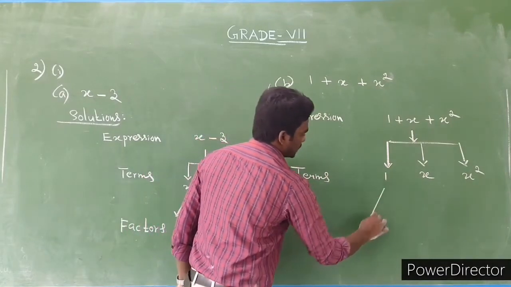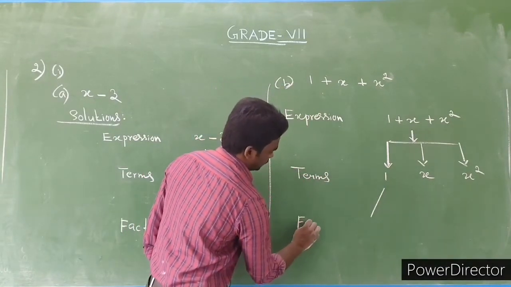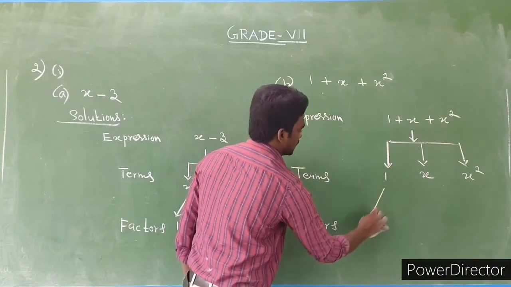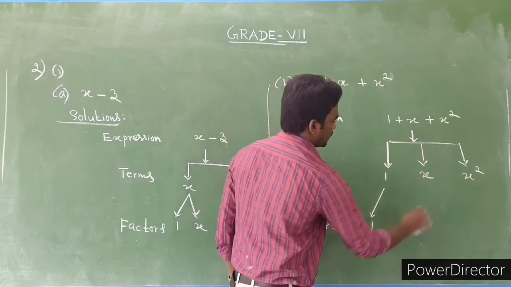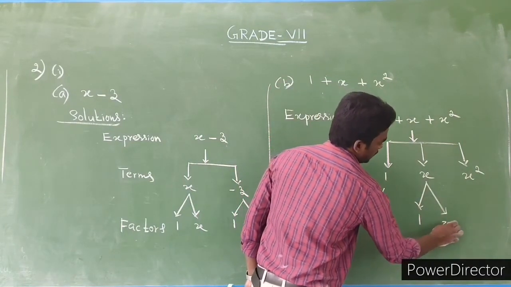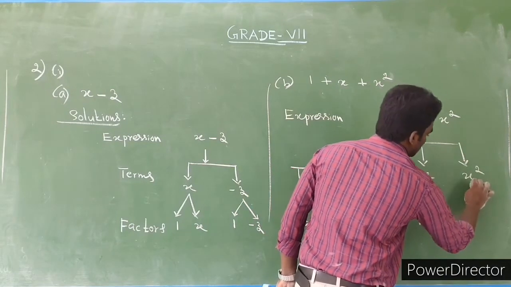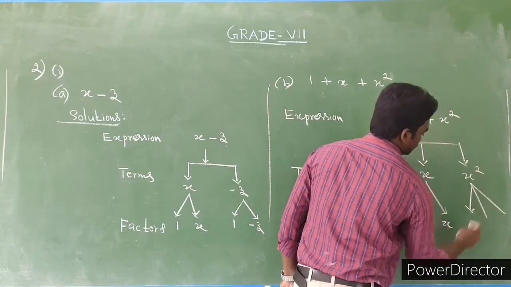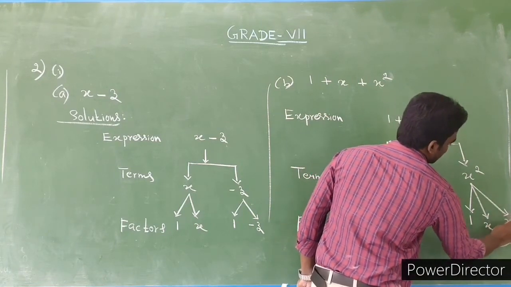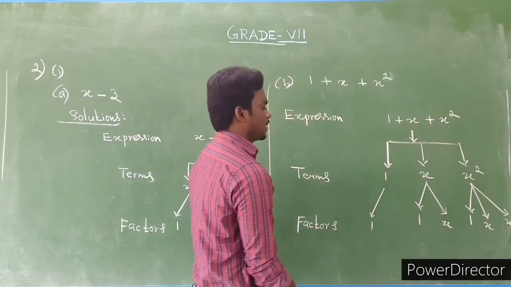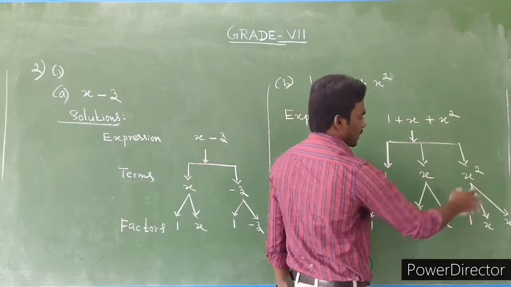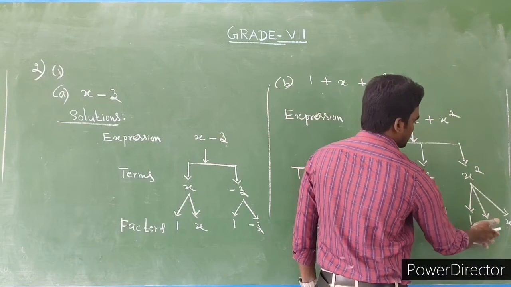So what are the factors here? The factor of 1 is only 1, and the factors of x are 1 and x. The factors of x square are 1 into x into x. So the factor of 1 is 1, the factors of x we write as 1 into x, and the factors of x square are 1 into x into x.